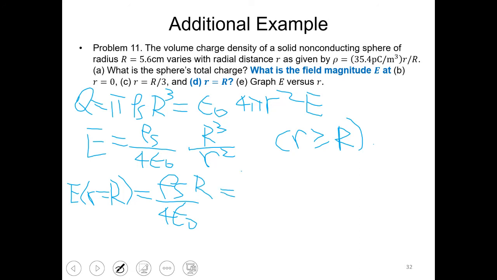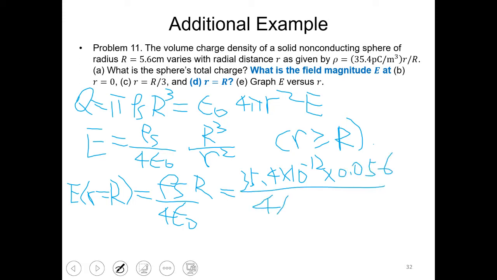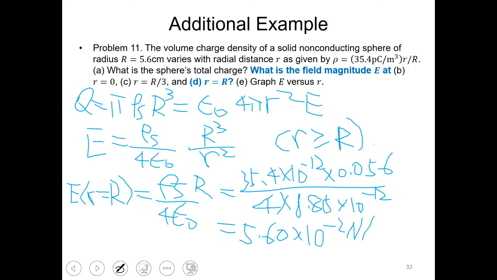And we substitute 35.4 times 10 to minus 12 times 0.056 over 4 times 8.85 times 10 to minus 12. So it is equal to 5.60 times 10 to minus 2 Newton per Coulomb.